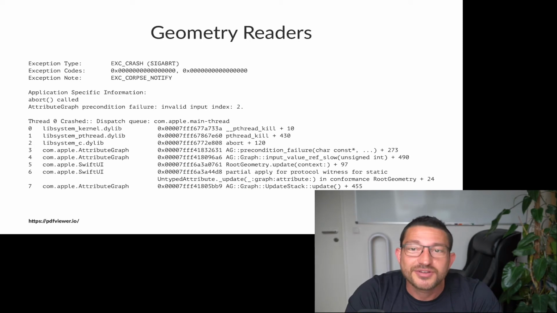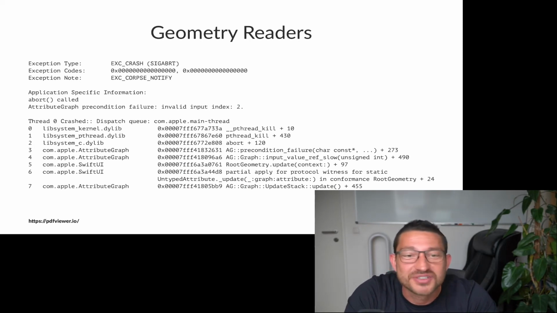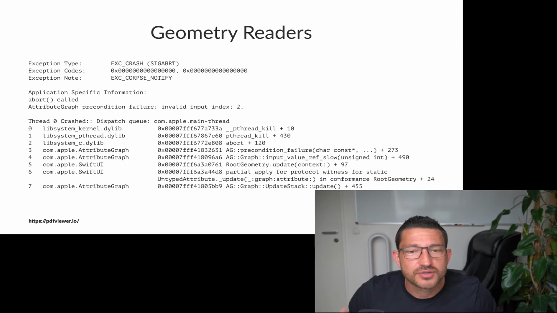Let's talk about every SwiftUI developer's worst nightmare: attributed graph precondition failure. This crash usually has no symbols of your own code, and working around it is often quite difficult. The strategy, honestly, is to change things randomly and pray that it starts working. Luckily, it doesn't happen a lot.